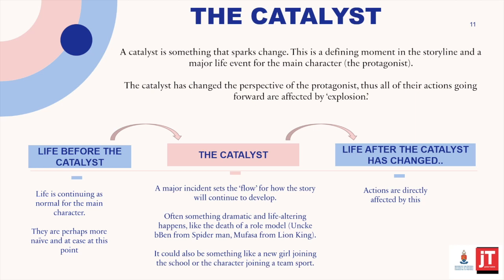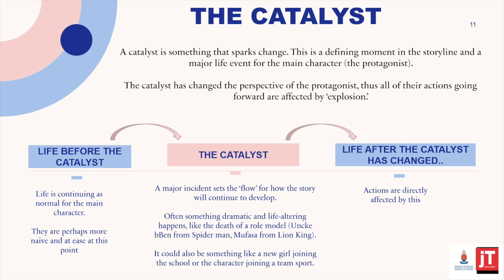Thus, all of their actions going forward are affected by this explosion. Okay, so life before the catalyst, it's continuing, it's normal for the main character, whatever normal might be. They are perhaps more naive and at ease at this point. They're often younger and just more innocent. Okay, think of Spider-Man. He just goes to school, he's a normal kid. I think he's bullied, and then boom, catalyst, bitten by a spider. Boom, shame. His Uncle Ben passes away. And then he decides, I'm going to go find this villain. I'm going to fight crime. Catalyst, boom. A major incident that sets the flow for how the story will continue to develop.